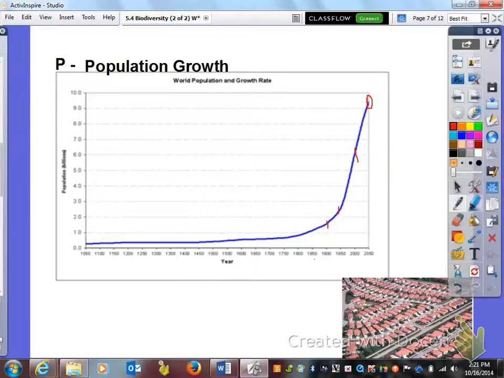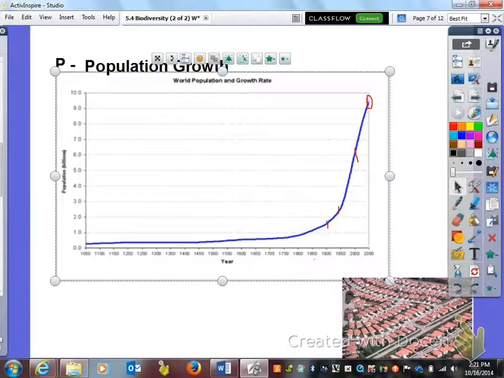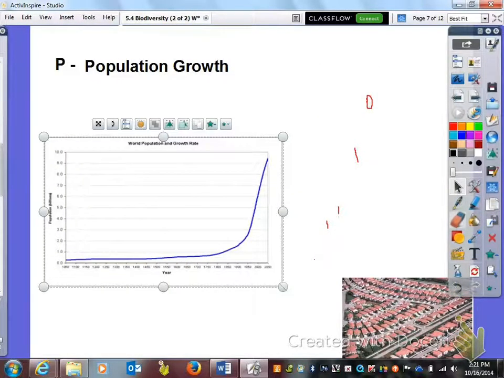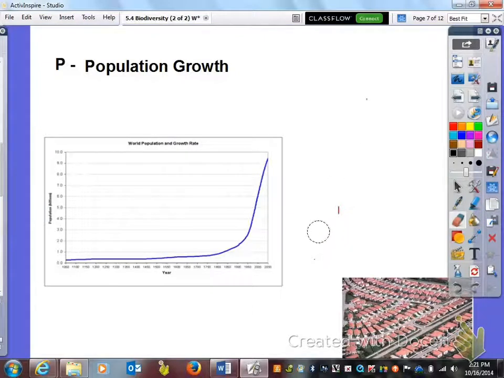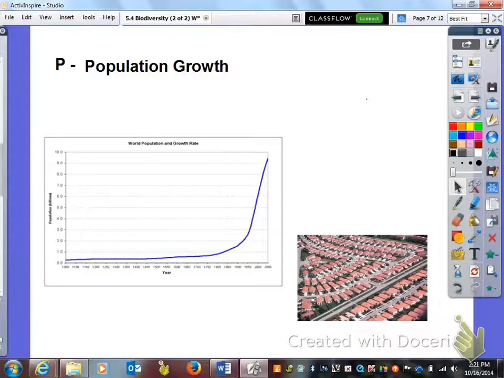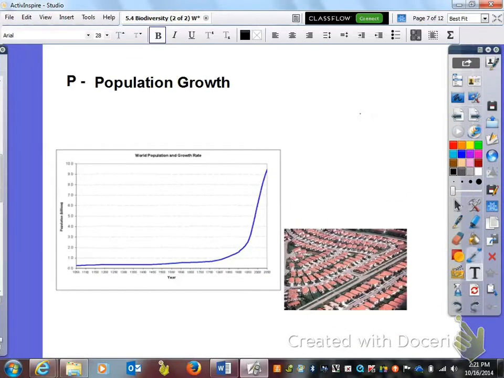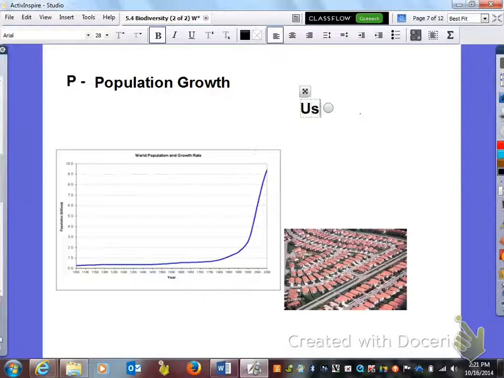Okay, so this is what we're talking about, how population growth can negatively affect biodiversity. All right, now you're probably wondering what this picture is here. Okay, so let me go ahead and first tell the problem with population growth. The problem with population growth is that we use up the natural resources.